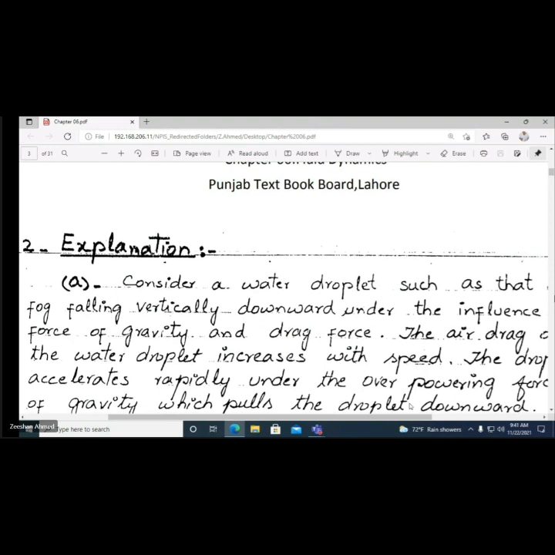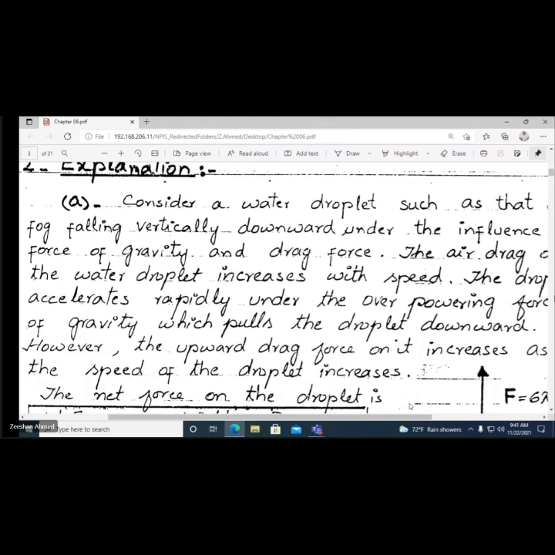Okay. The same explanation which we discussed right now, you can write in your own words. I have to draw the same. Consider a water droplet. You can also replace this word water with fog. Consider a water droplet such as that of fog, falling vertically downward under the influence of gravity and drag force.